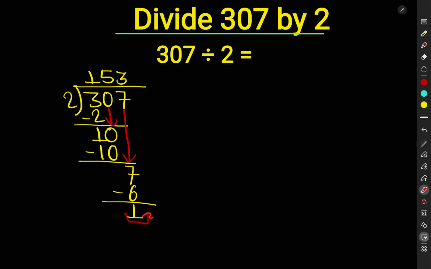So now this 1 is less than 2 and there is no other number beside. So we put a decimal here so that we take 0. So now it became 10 and 2 times 5 means 10. On subtracting we get 0. So 307 divided by 2 is 153.5.